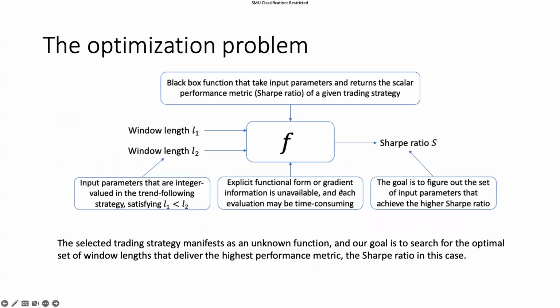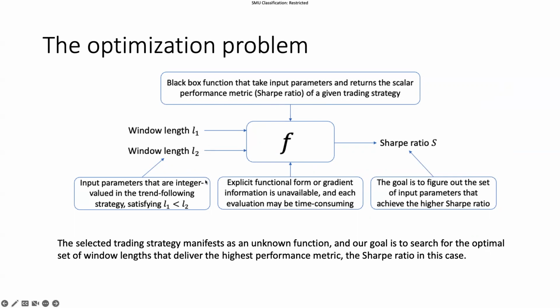All right, so let's look at the optimization problem properly. We have two window lengths, L1 and L2. In the trend-following strategy, this F is the black box function that takes the parameters as input and returns a scalar performance metric. So it's just one number, the Sharpe ratio of a given trading strategy. Our objective again is to find the set of parameters such that our Sharpe ratio is maximum.